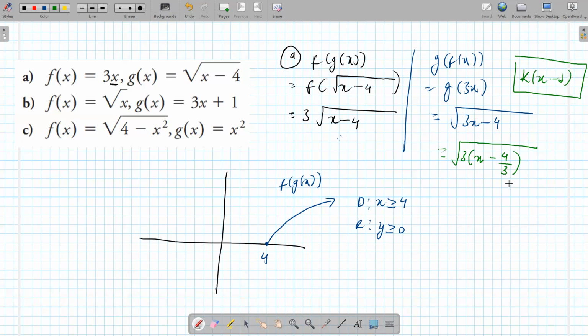Why? Well, because your starting position is not at 4 units to the right. It's actually at 4/3 units to the right, which is 1.333, like 1 and 3 recurring. So the sketch of this would look something like this. The range is the same, but now the domain has to be bigger than or equal to 4/3.